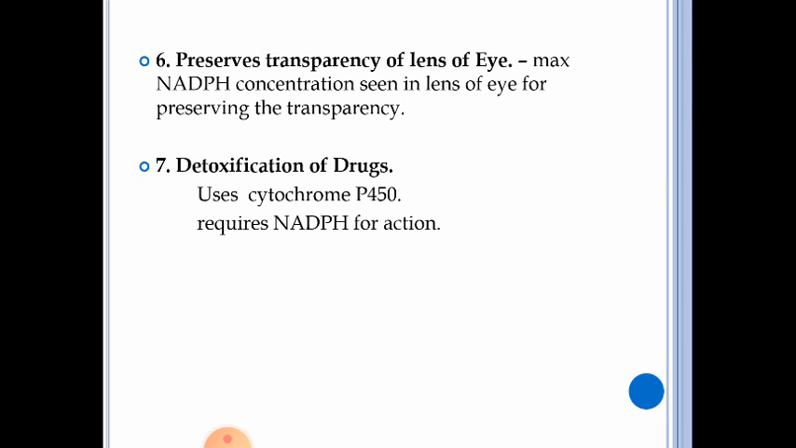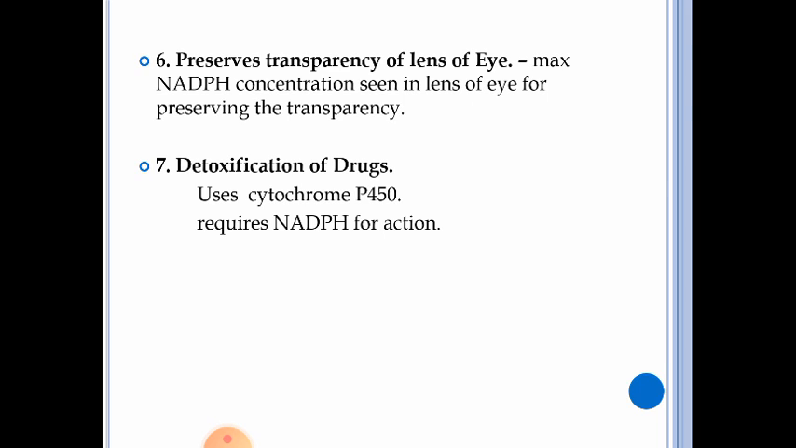Next significance is detoxification of drugs. Various drugs and foreign bodies entering our body are detoxified with the help of cytochrome P450 in the liver. This cytochrome P450 is again an NADPH-dependent enzyme. Cytochrome P450 requires NADPH for its action.